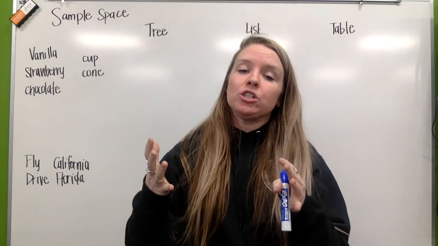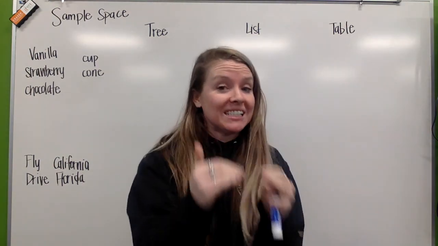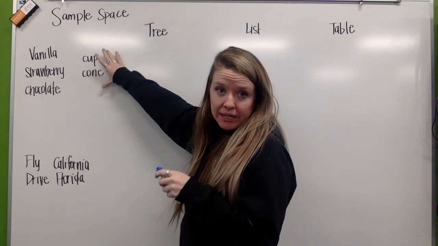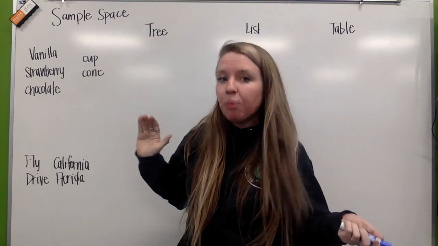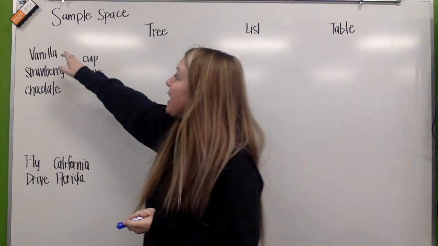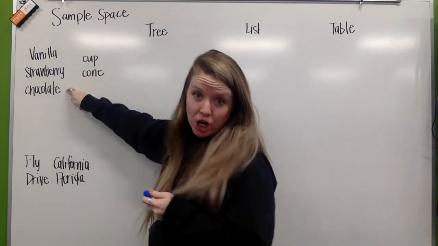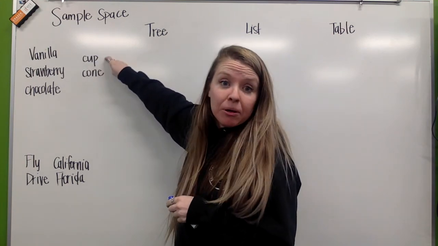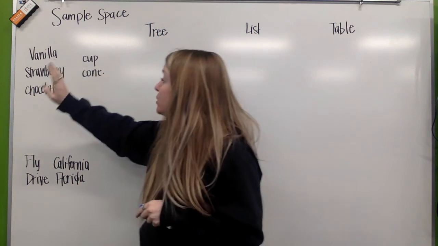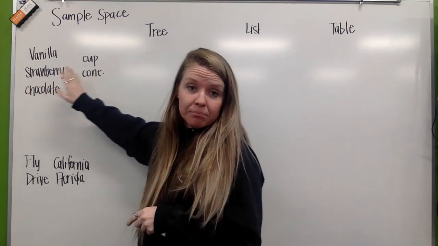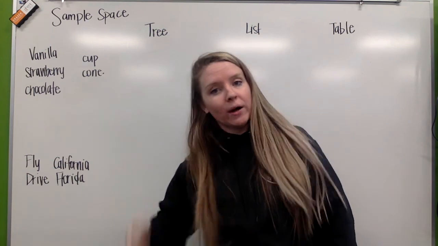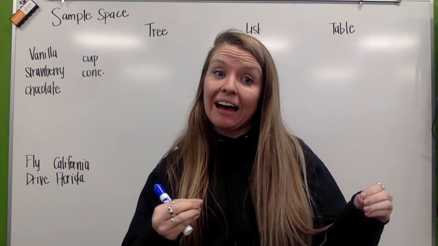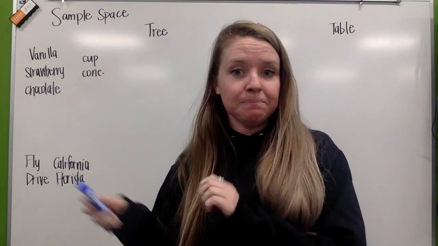Today, we're going to look at how do we represent the sample space. So I've set up an example here. This is a really boring ice cream shop, but they have vanilla, strawberry, chocolate ice cream. That's it. And your option is to get it in a cup or a cone. You can only have one flavor of ice cream, and it's in a cup or it's in a cone. So how many total options do we have at that ice cream shop?